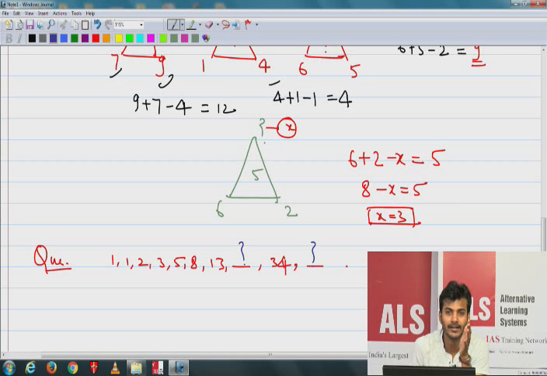Any idea? 1, 1, then we are getting 2, right? It seems that we are about to write all the natural numbers, but that is not the case, right? Here we are not getting 1, 2, 3, 4. We have a different number, which is 5. So how is the pattern? Can you identify the pattern?